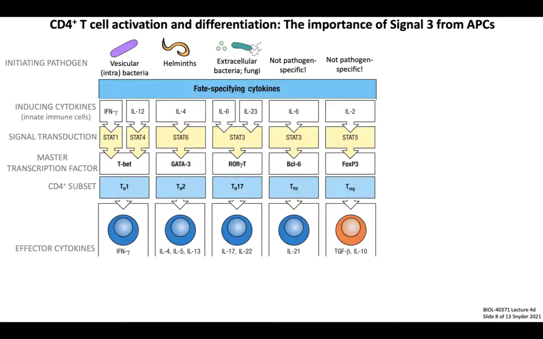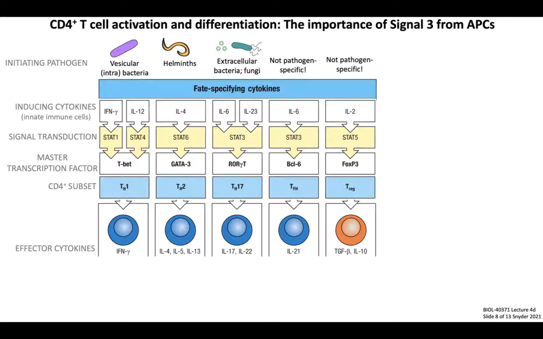If you think back to our lecture on innate lymphoid cells, you will remember that ILCs can be separated into different subsets based on the inducing cytokines produced by innate immune cells that trigger their differentiation. They also differ with respect to the effector cytokines that they produce and the types of infections that those effector cytokines correspond to.